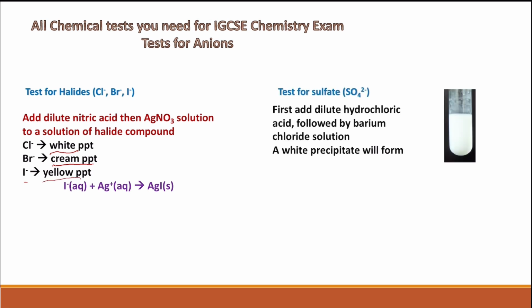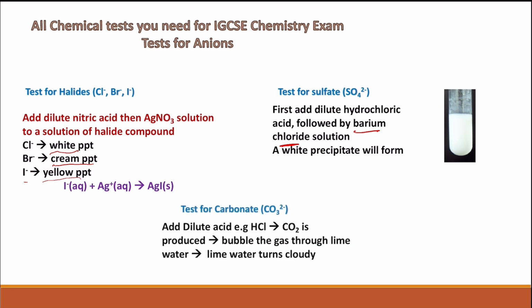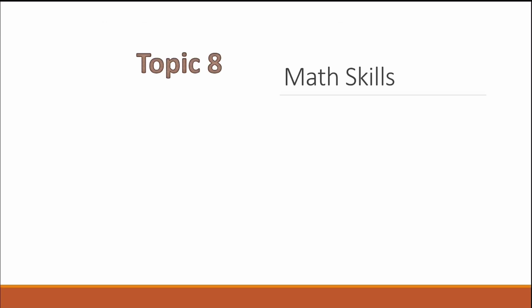A test for sulfate: you add hydrochloric acid first and then you add barium chloride. So the test is the barium chloride solution test. And if you have sulfate, that will give you a white precipitate. And finally, the test for carbonate. When you add dilute acid, carbon dioxide will be given off. You can bubble this gas through lime water, and the lime water will turn cloudy.